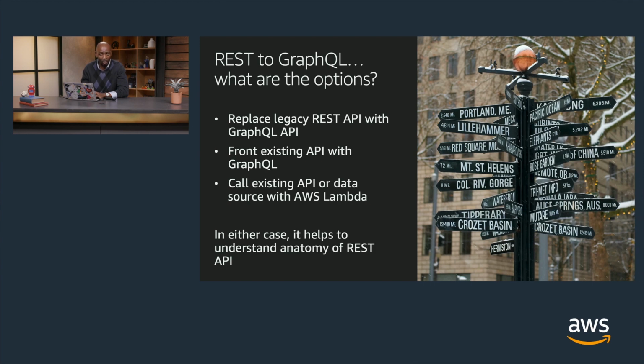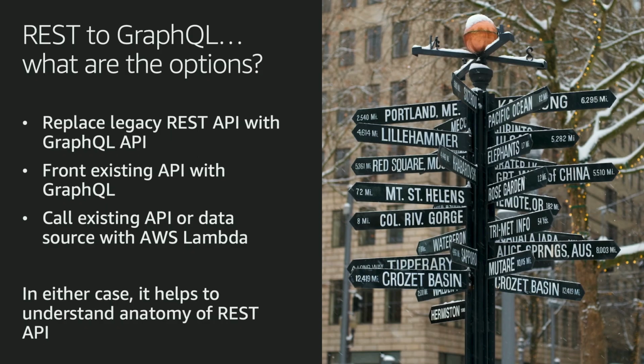Now, if that is not possible, you can also front your existing API with GraphQL. That is what I did in the case where I was retrieving the scoreboards directly from the existing REST API. So I fronted the REST API with GraphQL, and that allowed me to provide a better experience to my users and to my developers, allowed me to accelerate the rate of innovation and implementation on the front end while not having to deal with the challenges on the back end. Additionally, for certain scenarios and use cases that are a bit more complex, you can call existing APIs or data sources with AWS Lambda. In either case, it helps to understand the anatomy of REST APIs before we get started.